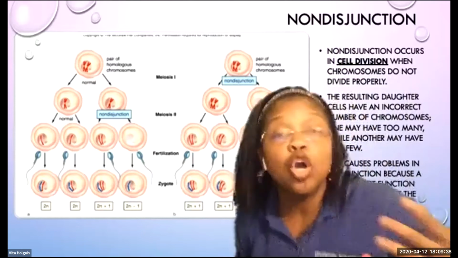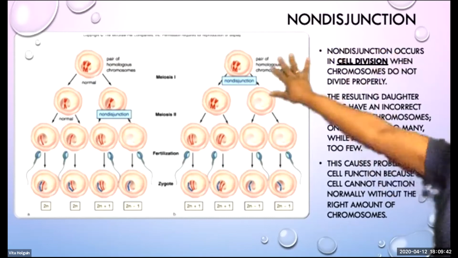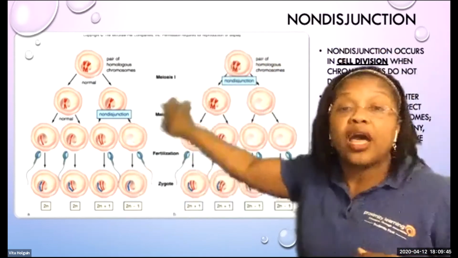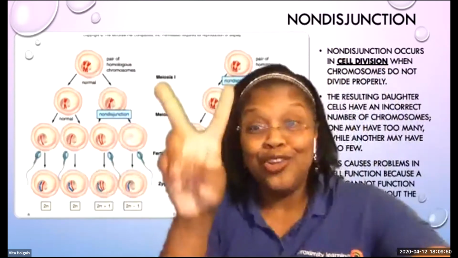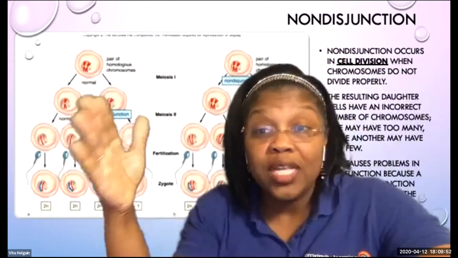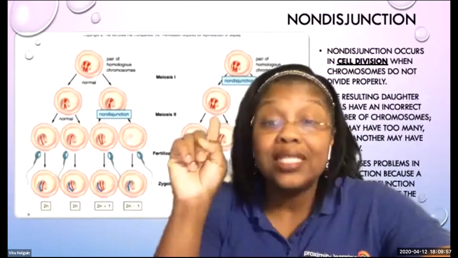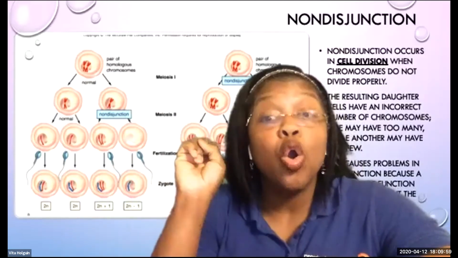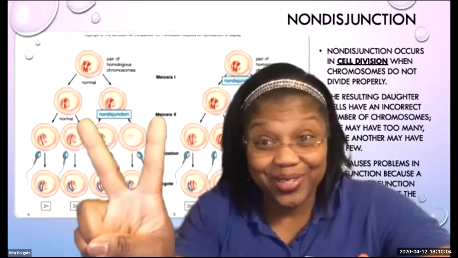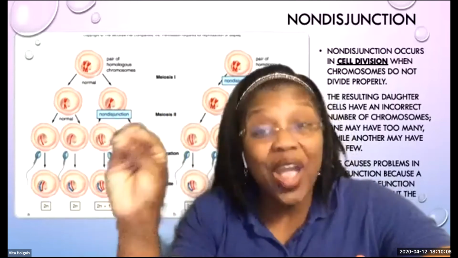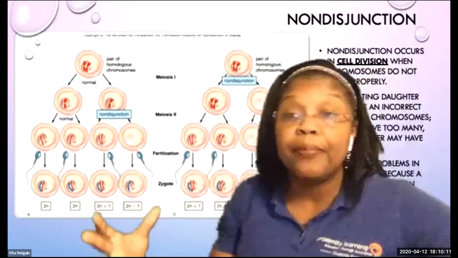Well, what happens when they don't separate? That's non-disjunction. Non-disjunction can happen during different times of the meiosis process. If you guys remember, there are two phases: interphase, prophase 1, metaphase 1, anaphase 1, telophase 1, then prophase 2, metaphase 2, anaphase 2, telophase 2. Depending on where the non-disjunction occurs will determine what happens with the cell.